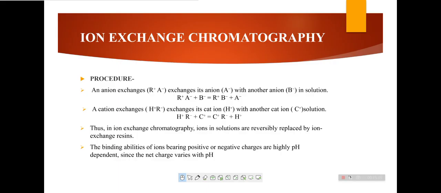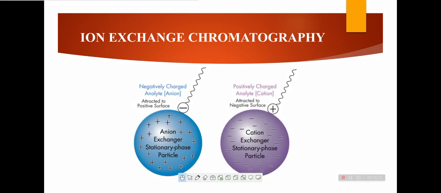Next, a buffer should be chosen to which the desired protein can bind. After equilibration, the column needs to be washed. The washing phase will help remove all impurities that do not bind to the matrix, while the protein of interest remains bound. Thus, in ion exchange chromatography, ions in solution are reversibly replaced by the ion exchange resin, and the binding ability of the ions bearing positive or negative charge is highly dependent on pH, because the net charge varies with the pH.